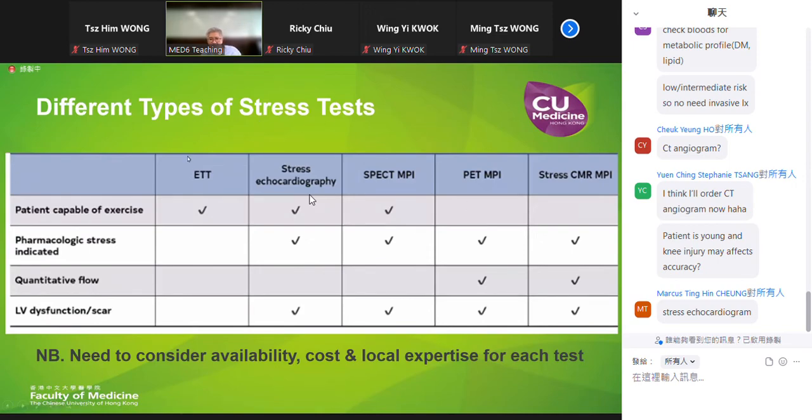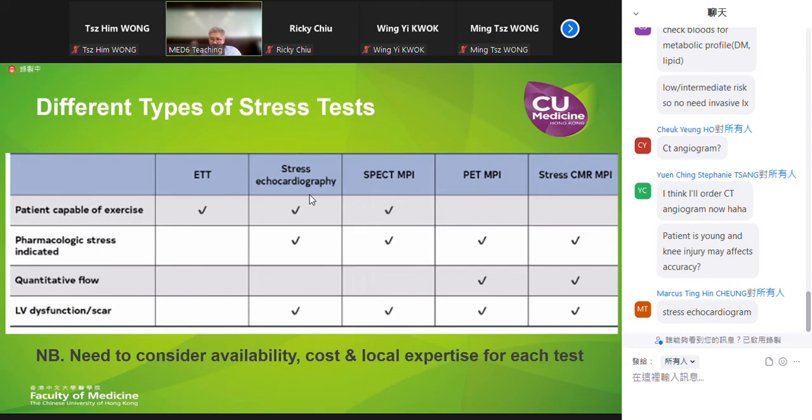In terms of stress testing, you have to be able to stress to do this, so for this patient, ETT is out. So you're thinking about the other ones. These have the added benefit of seeing some other things that you might want to see. But you need to consider availability, cost, and expertise. For example, you can do a stress cardiac MRI, but it's expensive and not relevant here, so you are excluded from that.